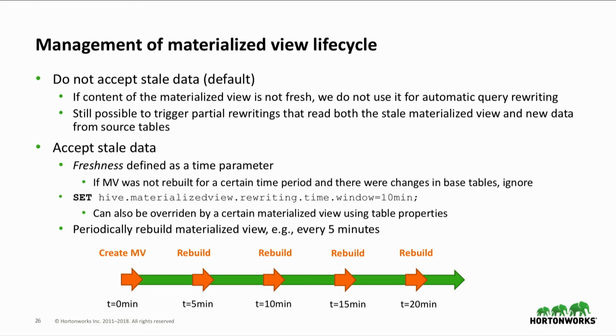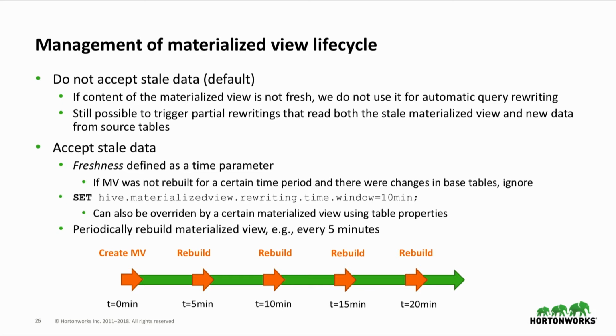Now, you can change some configuration parameters, and you can say, okay, I'm okay with some staleness. In this case, what you do is define the freshness of your data as a time parameter. What this means is basically you will set some time window, and you say, okay, if the materialized view was not rebuilt for this time window, and there were some changes in the base tables, then I will not use it. So how do you do that? First of all, you set a time window property, where you can say, for instance, 10 minutes.